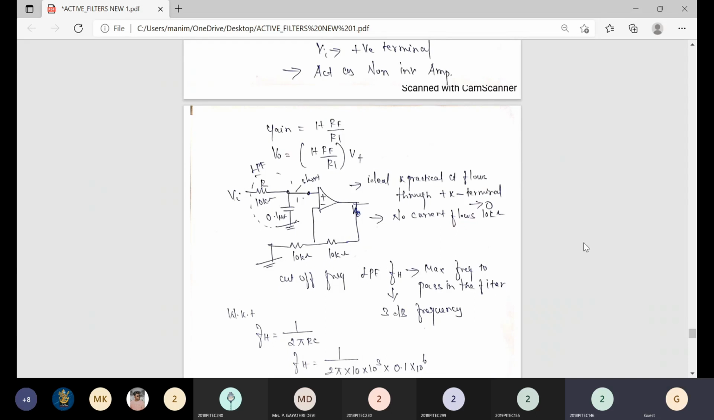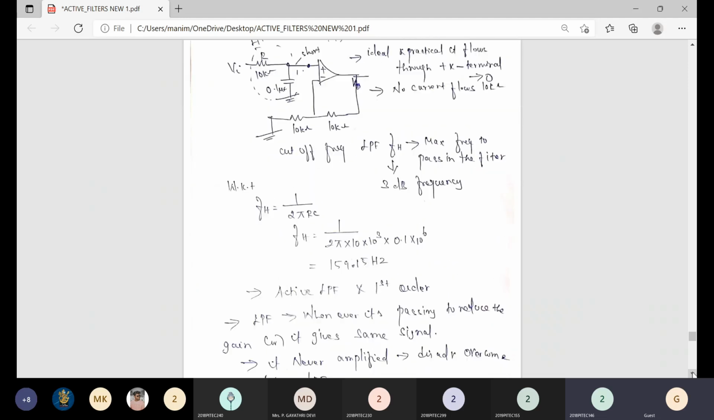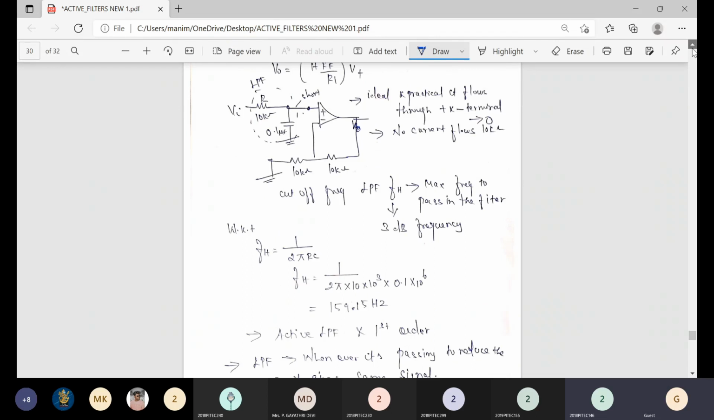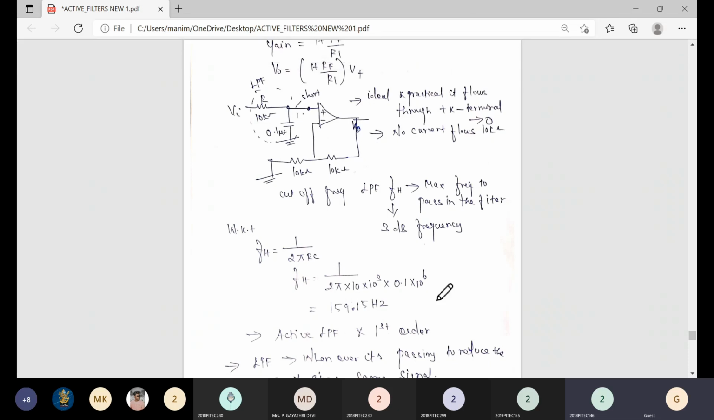You remember the low pass filter cutoff frequency: FH equals 1 by 2 pi RC. The resistance value and the capacitance value are given in the problem. So it is 1 by 2 pi, where R is 10 kilo ohm, so 10 into 10 power 3, and the capacitance is 0.1 microfarad, so 0.1 into 10 power minus 6.